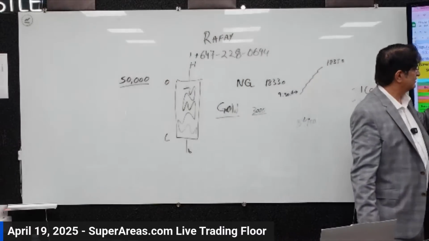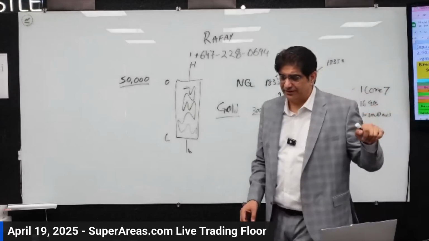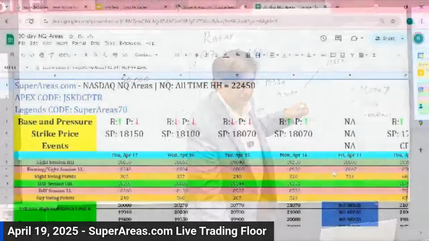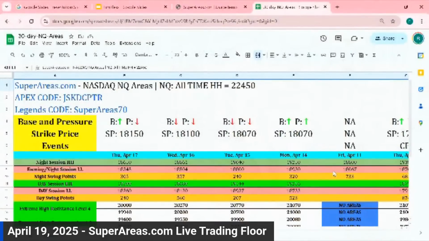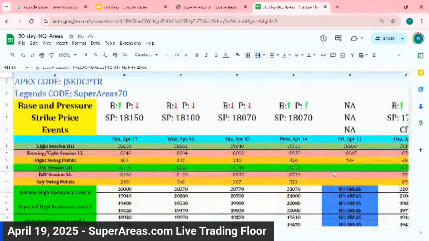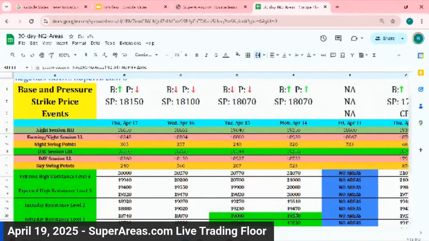This is Friday. That's Thursday. Friday is yesterday. Market is closed due to Good Friday. So this is Nasdaq, all-time high has been 22,450 for the futures contract. This is the value. So Thursday, April 17, our computer looked at it. All right, what was the night session high? What was the night session low? What was the European session, Asia session? And it says exactly on Thursday, 8:49 a.m. in the morning, our computer predicted something.